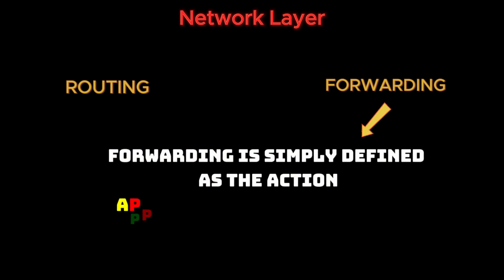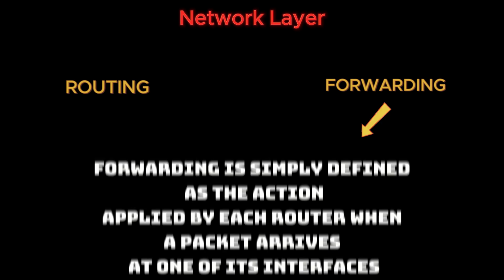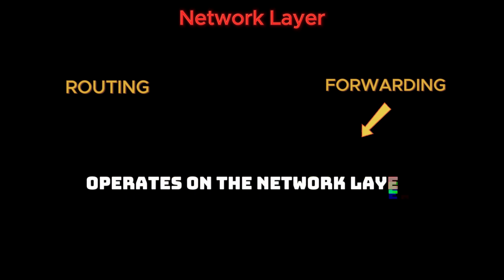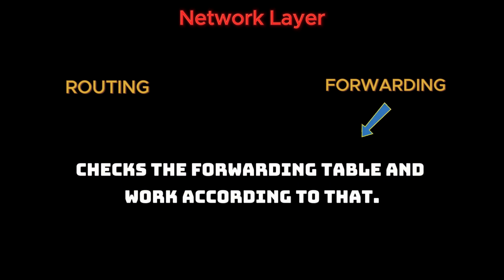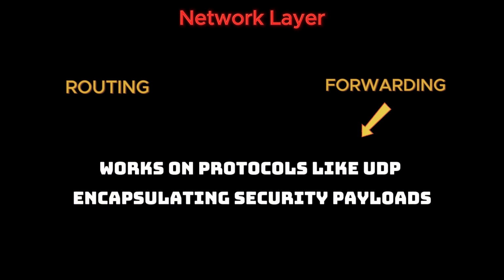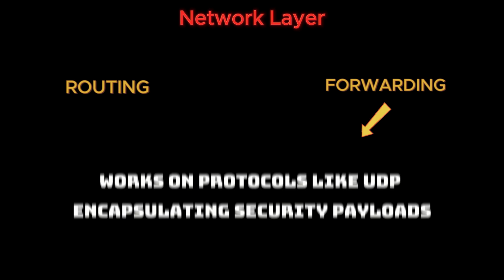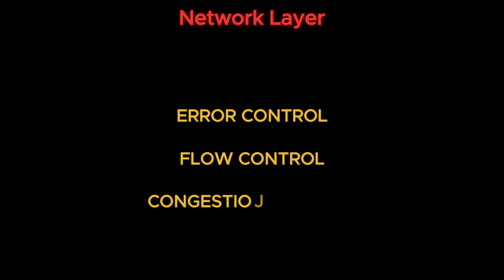Forwarding is simply defined as the action applied by each router when a packet arrives at one of its interfaces. It operates on the network layer, checks the forwarding table and works according to that. It works on protocols like UDP and Encapsulating Security Payload. Some other services expected from the network layer are error control, flow control, and congestion control.